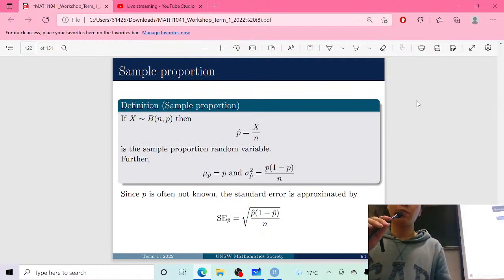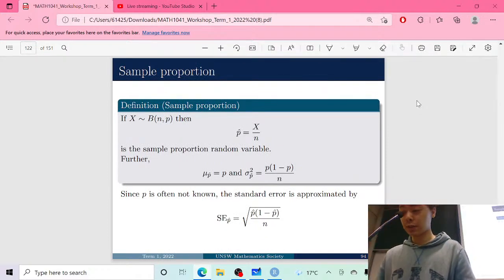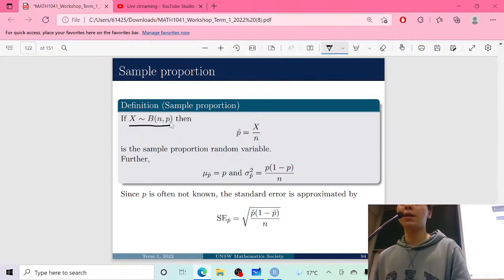So the first thing we want to talk about is a sample proportion. Remember that in the previous part, we talked about a sample mean. Well, this time we're going to be talking about a sample proportion. So we're going to assume a binomial distribution. A binomial distribution takes in 2 parameters. It's going to take in the number of trials, and it's also going to take in a probability for each trial. Then we can estimate the probability.